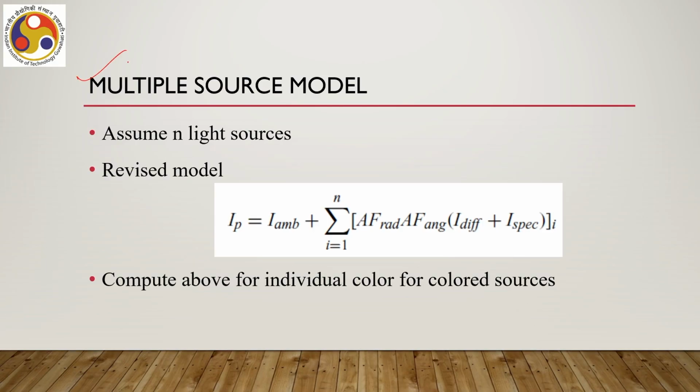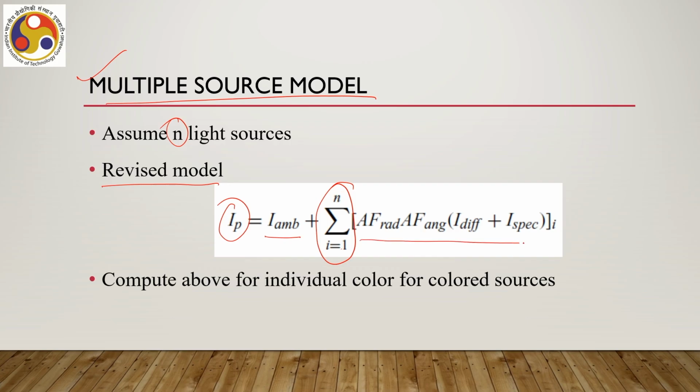Now, so far we talked about a single light source. What happens when there are multiple light sources? Let us assume that there are n light sources. In such a case we need to further revise the model. It will be I equal to I ambient plus a summation term, introduced from i equal to 1 to n, that is for each light source.